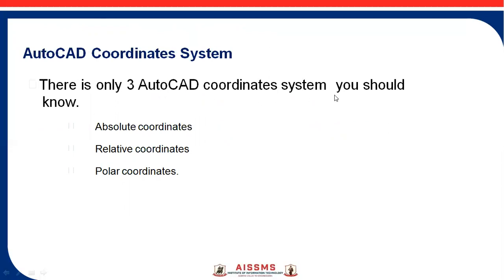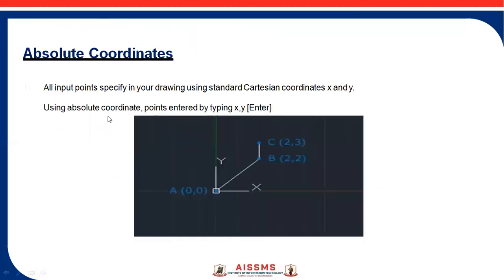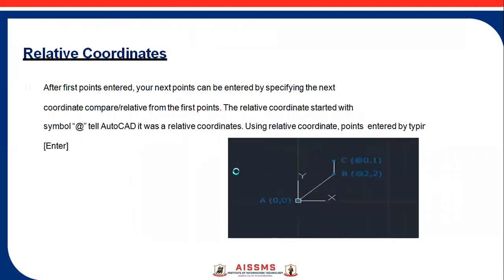Then the AutoCAD coordinate systems. There are only three you should know: absolute coordinates, relative coordinates, and polar coordinates. Most of the time we are going to use the absolute coordinate system. In the absolute coordinate system, all inputs in your drawing are specified using the standard Cartesian coordinates X and Y. Using absolute coordinates, the points are entered by typing X and Y only.